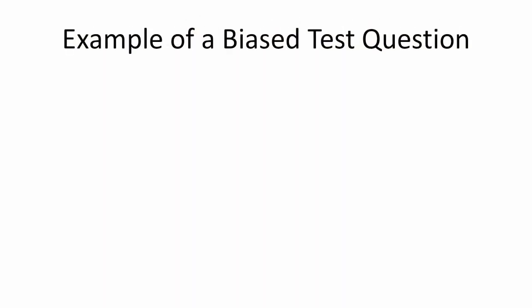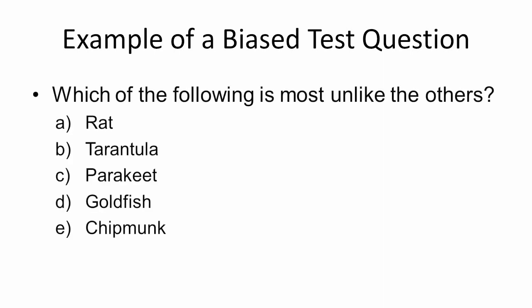Here's a super quick example of what I mean by a biased question. This biased question is something that people in our country will generally be able to answer correctly, but if you try to use this test in other countries, it's not going to work out so well. So here's the question. Which of the following is least unlike the others? You have rat, tarantula, parakeet, goldfish, and chipmunk.